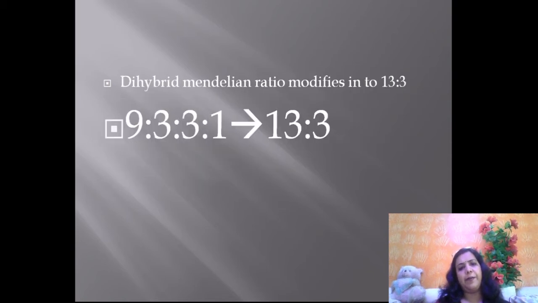The second gene which is stopping the expression of the first gene is called the inhibitory gene, and it is denoted by capital I. And the dihybrid Mendelian ratio modifies into 13:3. The typical dihybrid Mendelian ratio is 9:3:3:1, and it gets modified into 13:3.